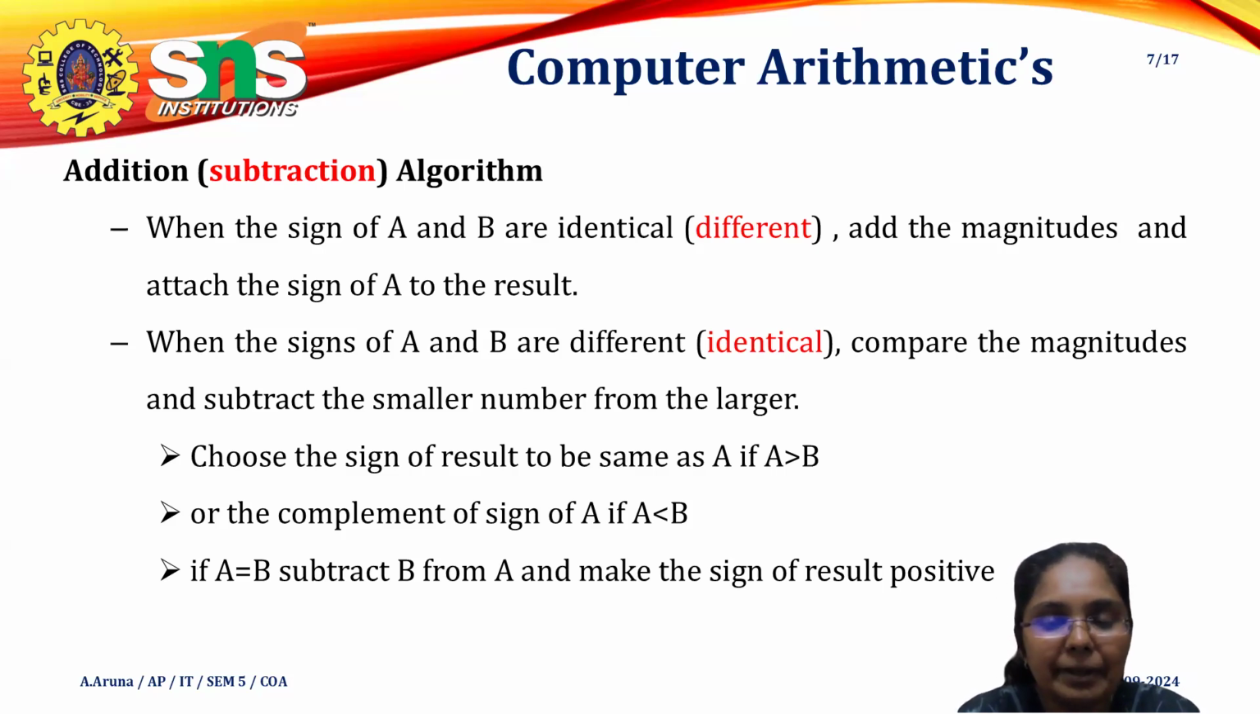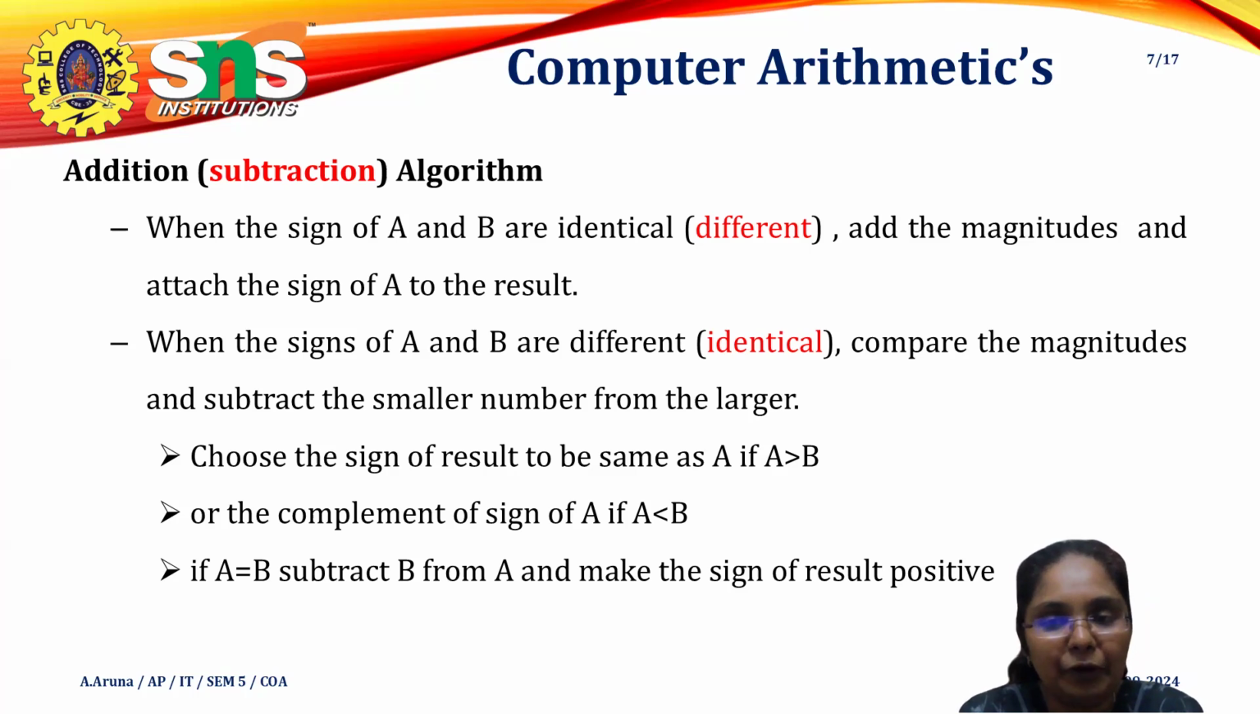In the subtraction algorithm, we have to consider two cases: both signs the same, and both signs different. If the signs are different, for example A and B where one is positive and the other is negative, I'm going to add the magnitudes and attach the sign of A to the result. If both signs are identical, that is the same.